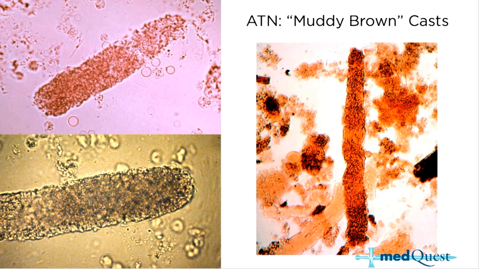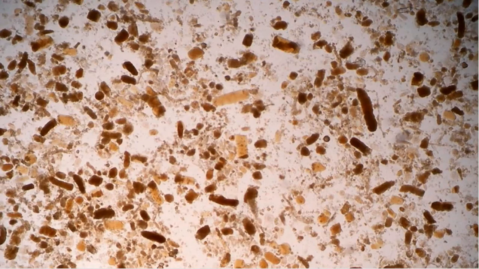You're going to see these muddy brown, granular looking casts. They almost look like if you were to rub your finger against them, they feel granular and almost like sandpaper, don't they? But if you don't believe me, this is what ATN looks like on a microscope.